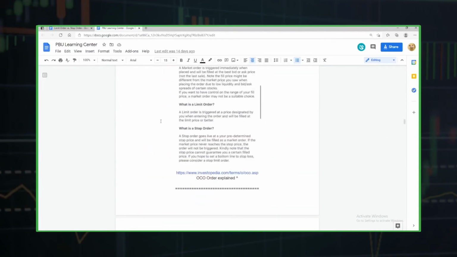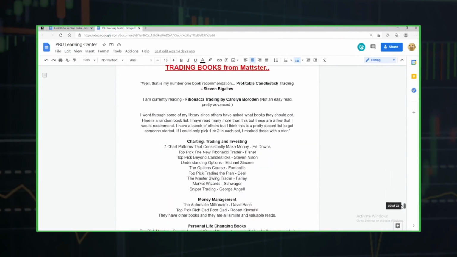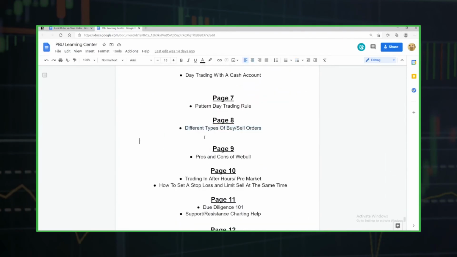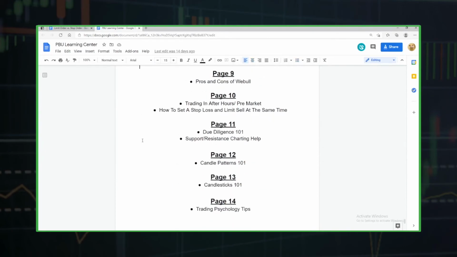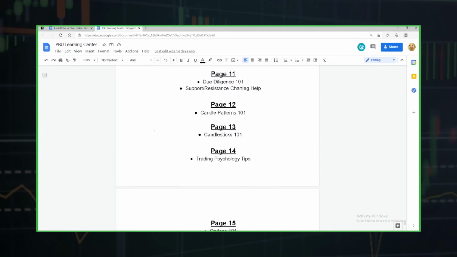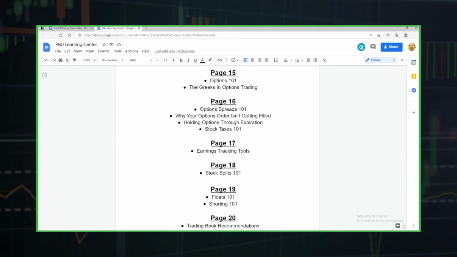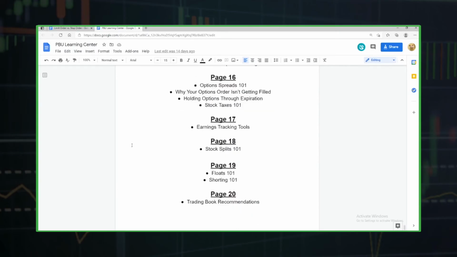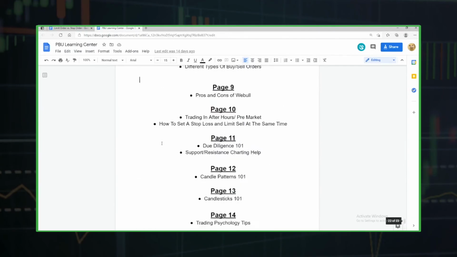What is a stop loss? What's a market order? What is a limit order? What is a stop order? And so on and so forth. We also go over OCO orders and other great strategies you can use as far as buying and selling stocks. We go over some pros and cons of Webull, and of course trading in after hours and pre-market, how to set a stop loss and a limit sell at the same time, which is really important. So definitely check all this out. We go over candles, trading psychology, options 101, the Greeks, spreads when it comes to options, and just different tips and tricks when it comes to your trading. So definitely worth checking out.